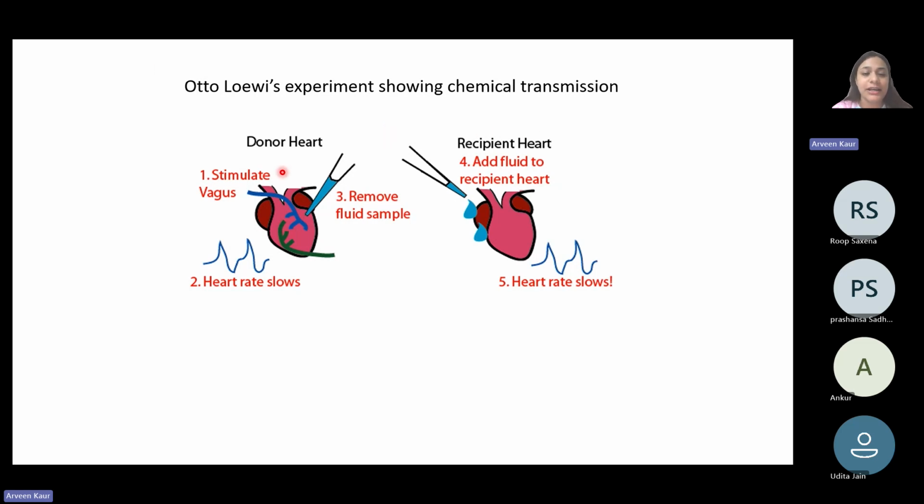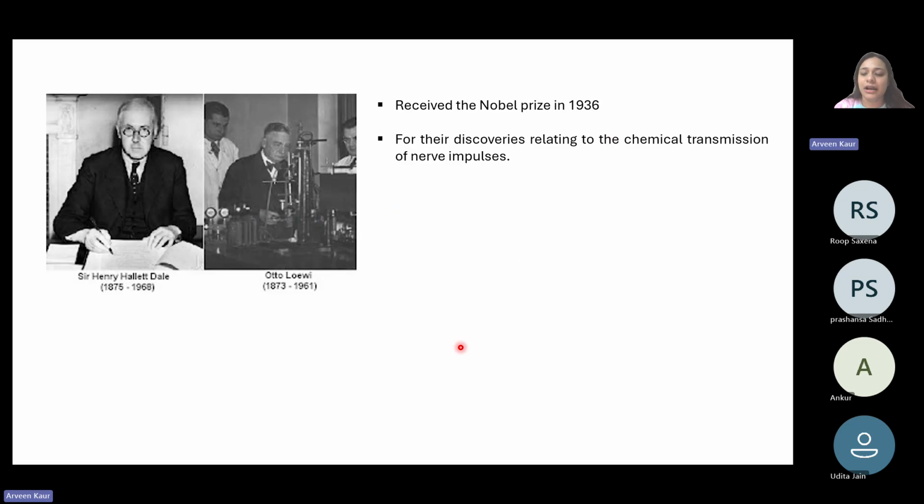So what he did one day was he stimulated the vagus nerve of the donor heart, and there was a heart rate slowing that occurred, right? Once this occurred, he removed the fluid that was around this heart. There was a recipient heart which was normal, and he added this fluid to that heart, and it also beat slowly, right? The heart rate slowing occurred over here also. So he came out with the theory that it was the chemical in the fluid around the heart which was causing it to decrease its heartbeat, right? In 1936, along with Henry Dale, Otto Loewi got the Nobel Prize for the discoveries relating to chemical transmission of nerve impulses, right?